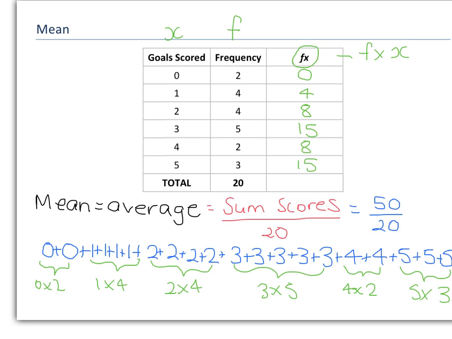If I add all of these answers together, I get 50, which matches up with the sum of all my scores. So the fx column gives me space to add all of my scores together in a much neater, faster way than writing all of my scores out in ascending order. This means that the fast way to find the mean from a frequency distribution table is to divide the total of your fx column by the total of your frequency column. 50 divided by 20 gives me 2.5.